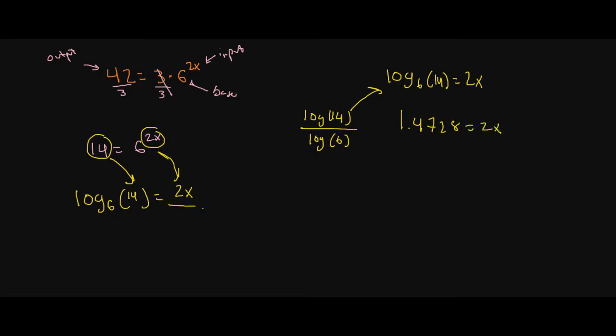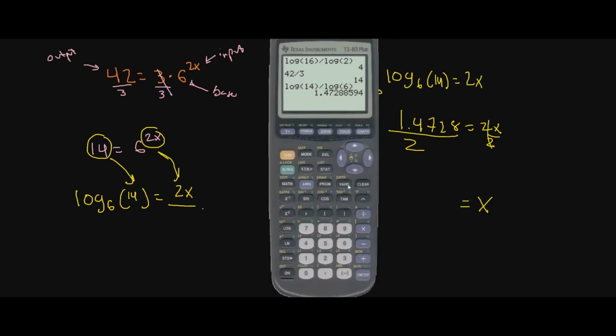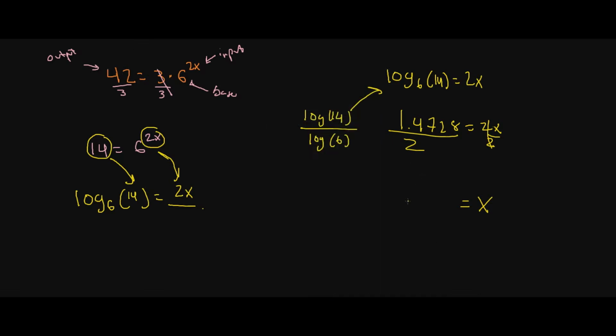So we get 1.4728 is equal to 2x. Now I can divide the 2 to both sides and we're going to get our final result. So x is equal to, and let's go ahead and do that again with the calculator. Let's say divided by 2, and that gives me 0.7364. All right, I'll write all those out. 0.7364. This is my answer.